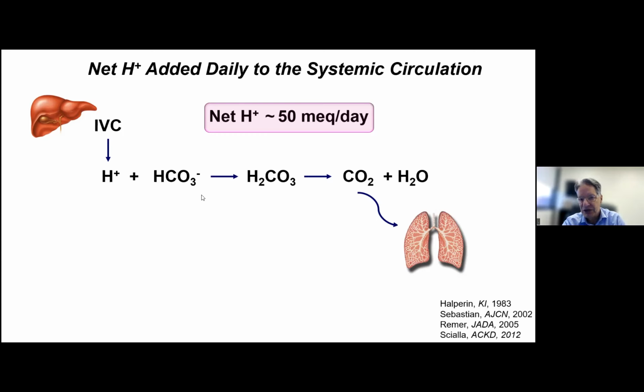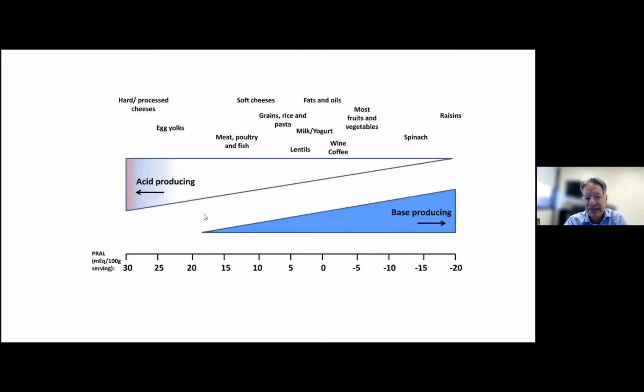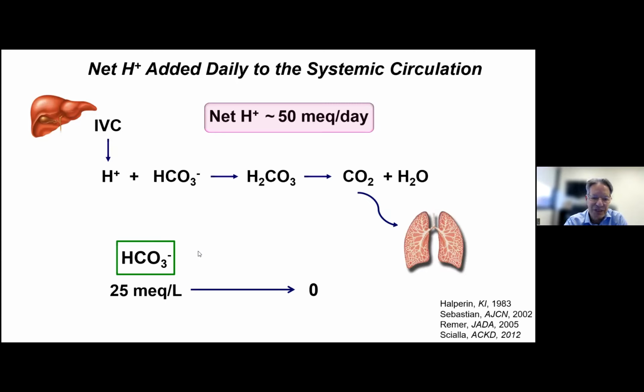And the amount of protons is about 50 to 60 milliequivalents a day. Now, if this kept occurring and nothing else happened, if you do the math as far as the volume of distribution and how many protons are made every day from your diet, you can calculate that in about 14 days, roughly two weeks or so, this would go to zero.